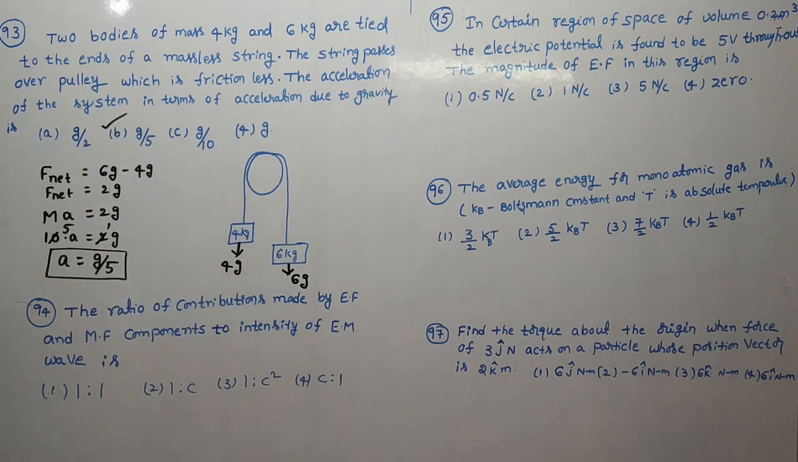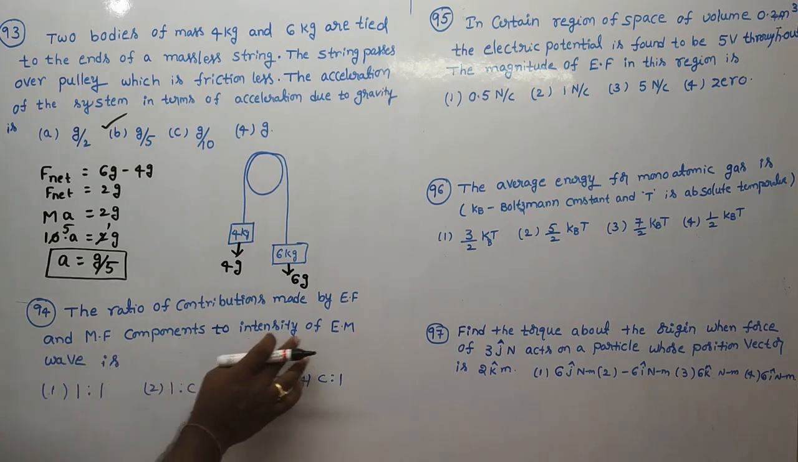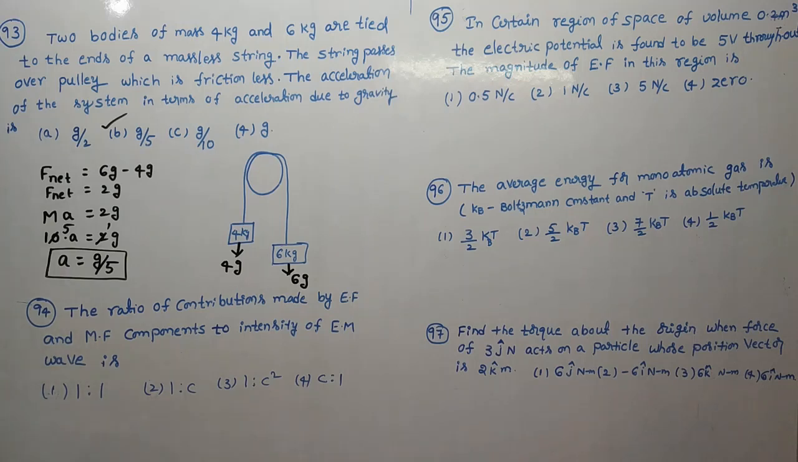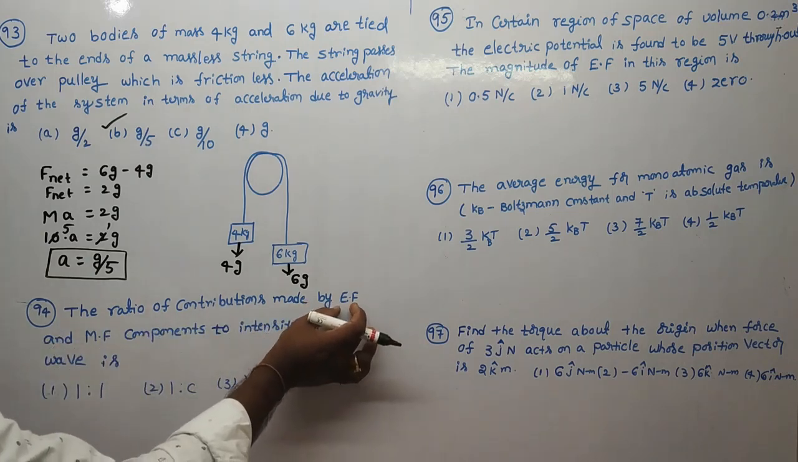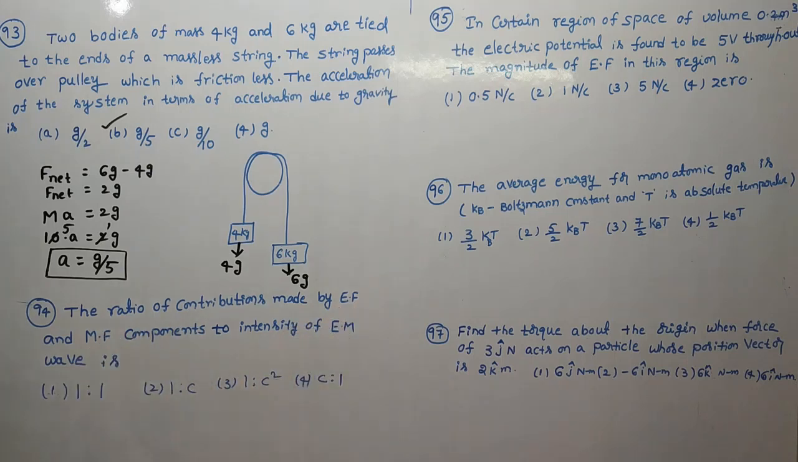The next question is the ratio of contributions made by the electric field and magnetic field components to the intensity of the electromagnetic wave. It's a simple thing, it's a conceptual question. The intensity of the electromagnetic wave is equally shared by the magnetic and electric field components. So, the ratio of electric and magnetic components must be equal to 1:1. The option 1 is correct one.